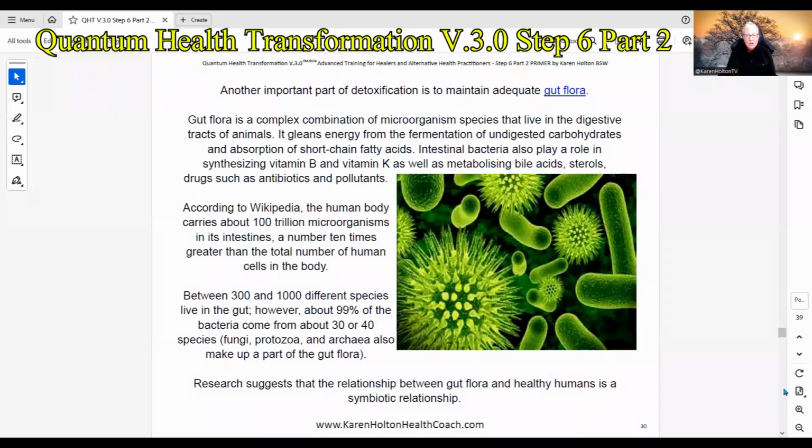And another part of detoxification is to maintain adequate gut flora. And I've got a link here for a research paper.